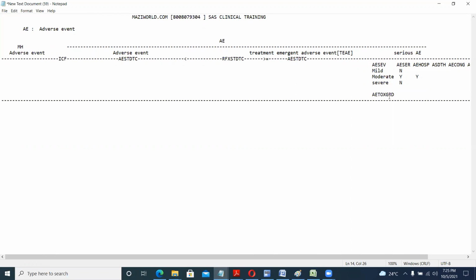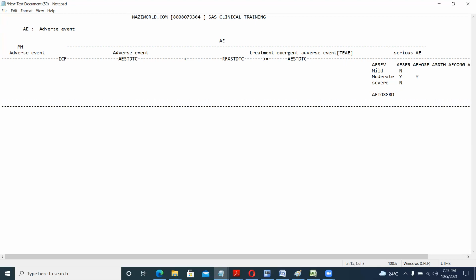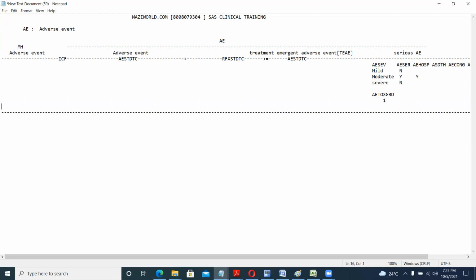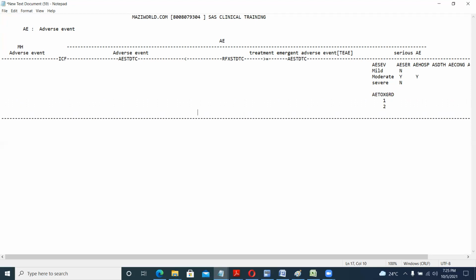Very simple. In the AE toxic grade, I will give you the grade numbers exactly. So the toxic grade should be a character, but it will be specified as a numeric value, and it should not be mentioned like a ranking. Mild means 1, moderate means 2, severe means 3. You should not include the word grade. So just simply you need to measure the value.